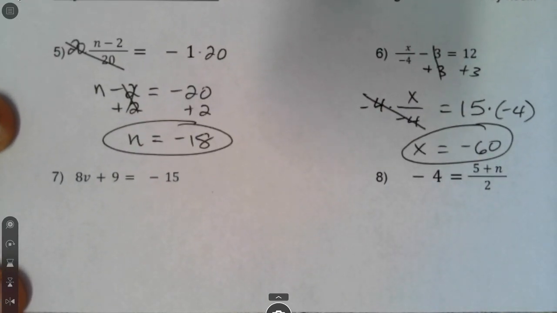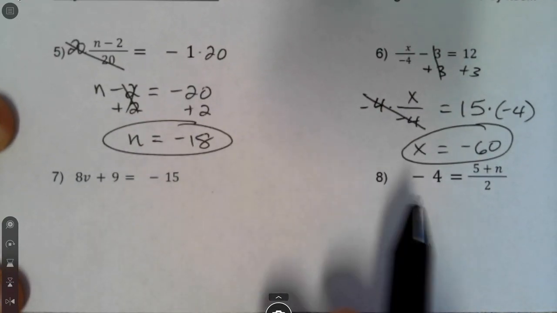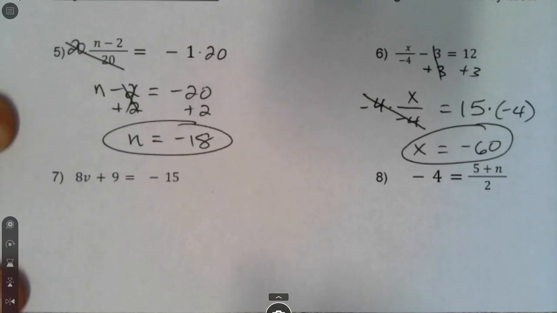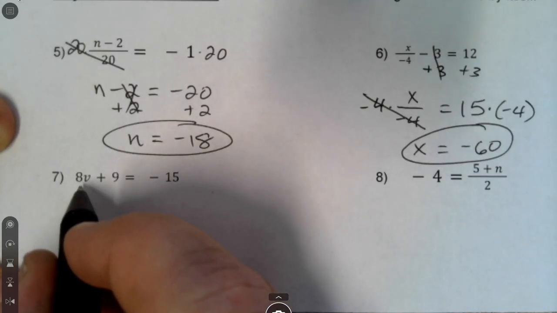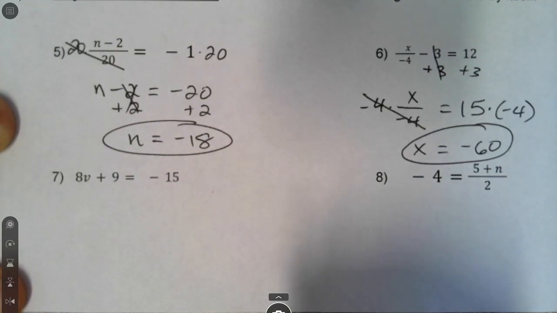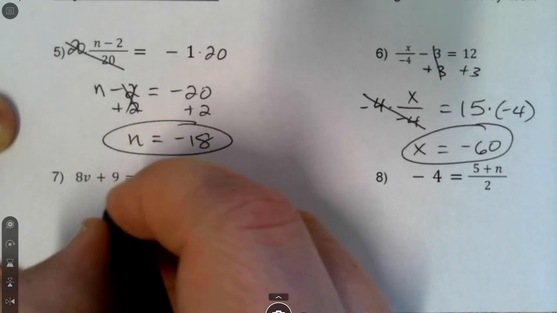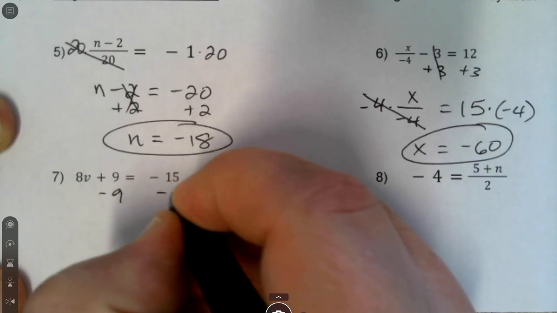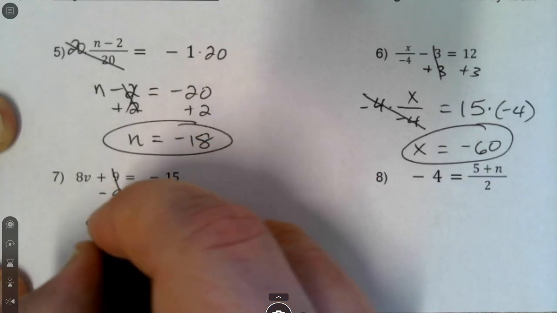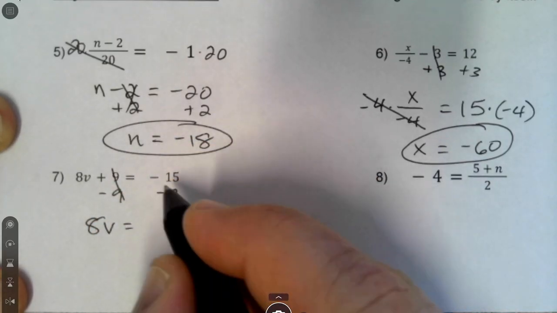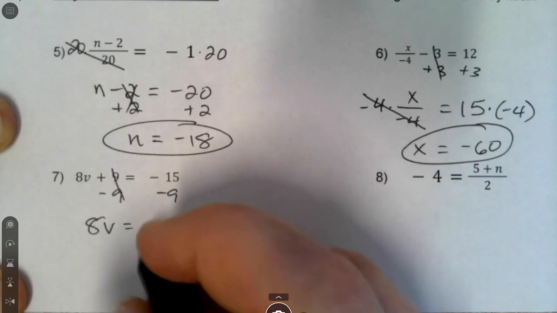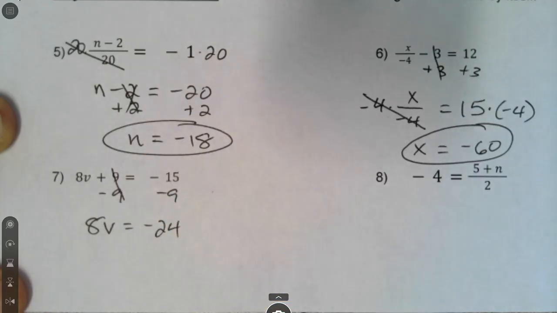Okay, 7. There's no big fraction, so I do the constant first. I have an 8 and a 9 that need to move. That's what we need to move to get the variable, v, by itself. So the constant is 9. They're adding 9, so I do the opposite, and I subtract 9. Negative 15 minus 9 is negative 24.